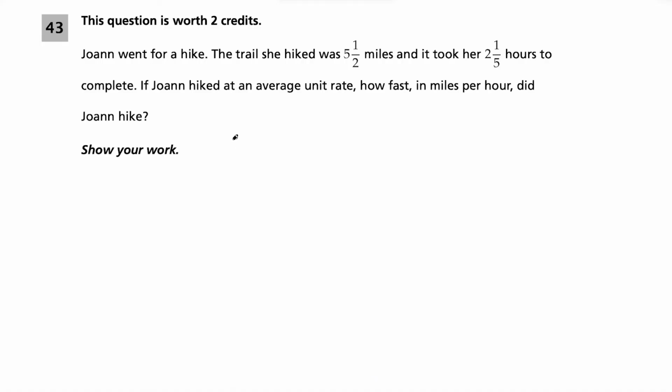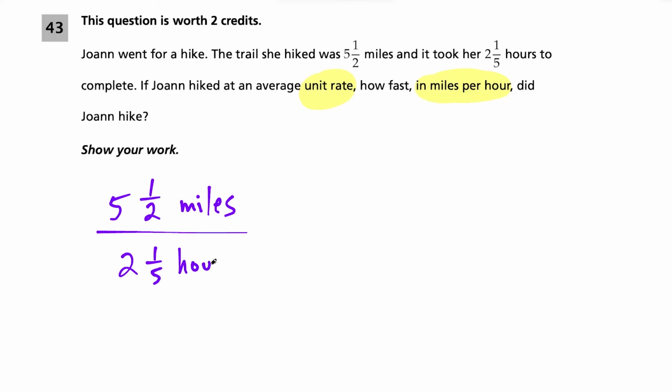Question 43, Joan went for a hike, and the trail she hiked was 5.5 miles, and it took her 2 1/5 hours to complete. If Joan hiked at an average unit rate, how fast in miles per hour did Joan hike? So here, the units that we need at the end for our unit rate is miles per hour. So that helps us set up the first ratio here. We're going to do 5.5 miles over the time that it took Joan to do this hike, 2 1/5 hours. So this is the initial ratio here that helps us find the unit rate.